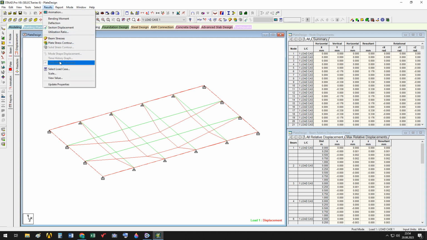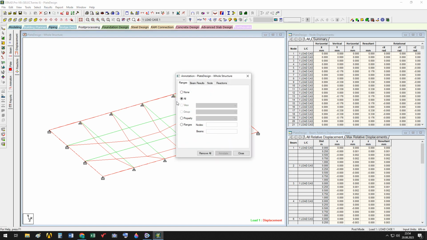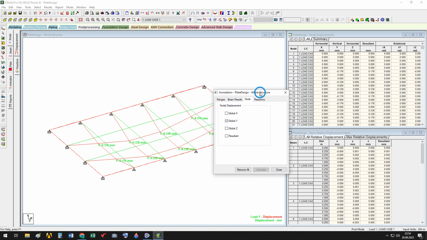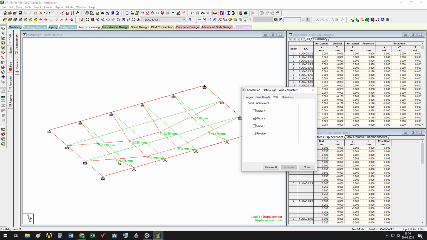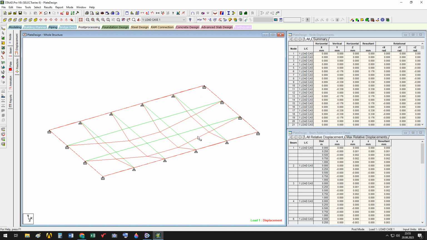From the results menu, we can select view value, nodal displacements, for example in global Z. Annotations can be written here. From here we can read the vertical displacement values at the nodes, or the resultant we can read, remove all, and there are some other possibilities. Information about displacements is also provided in the tables given at the right hand side.